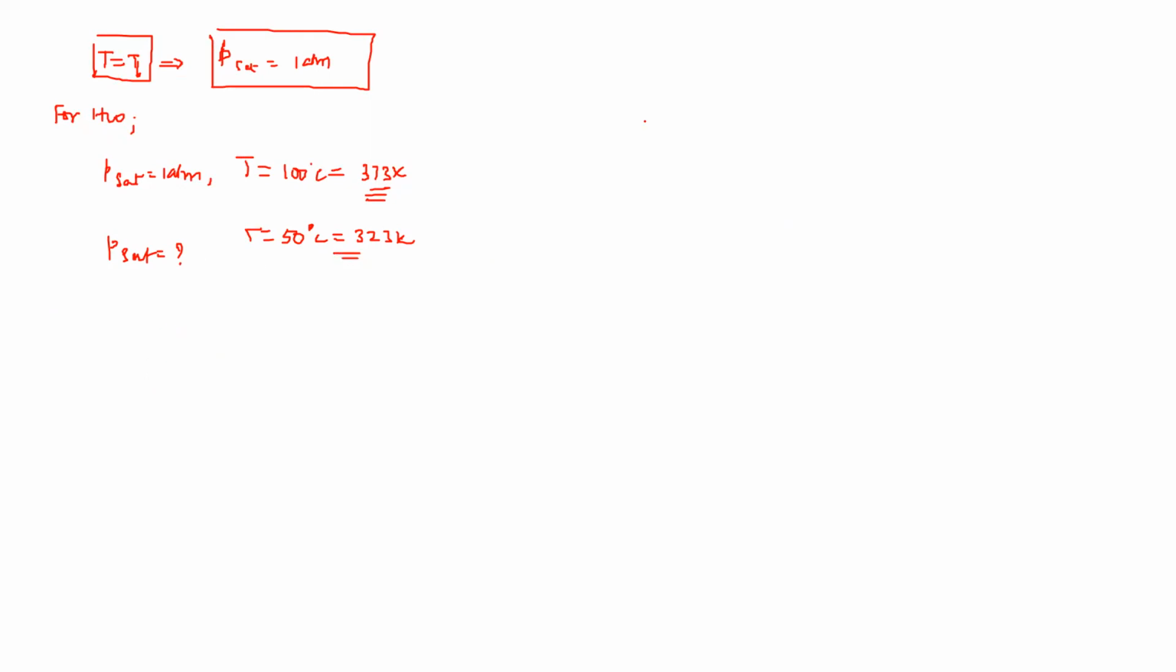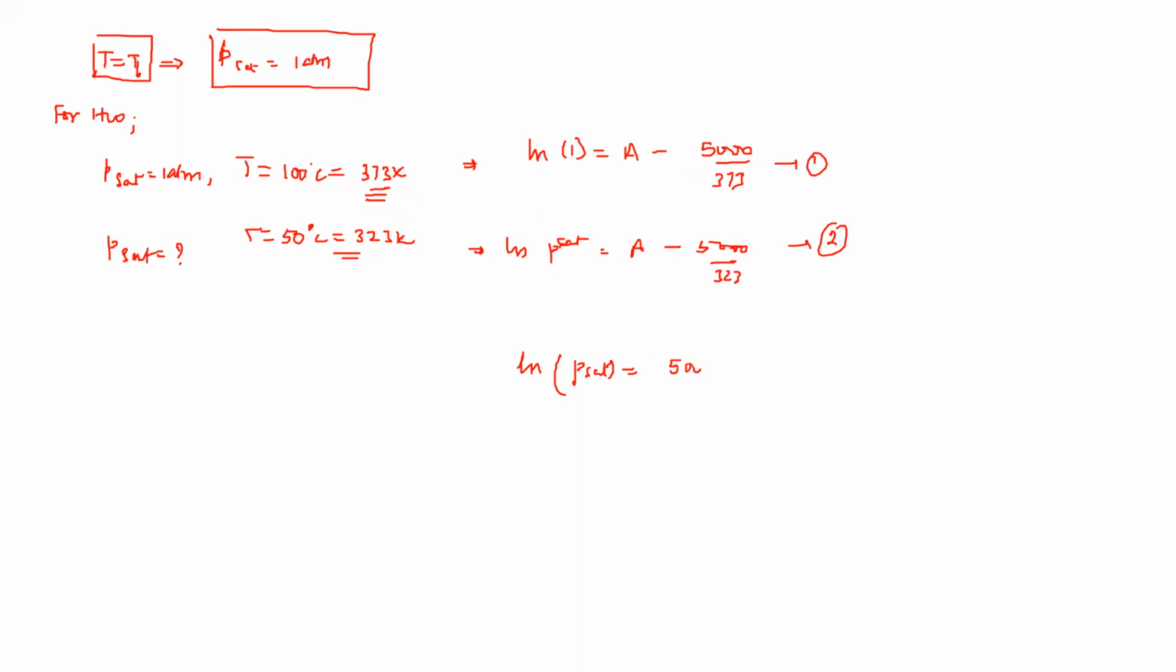All right. So now we are going to use the equation that is given. So ln P saturation 1 is equal to A minus 5000 by 373. And the second equation we are going to form here, ln P saturation 2 is equal to A minus 5000 by 323. So when we subtract equation 1 from equation 2, we'll get ln of P saturation 2 by P saturation 1, is equal to A gets cancelled. All right. So we'll finally get 5000 times 1 by 373 minus 1 by 323.